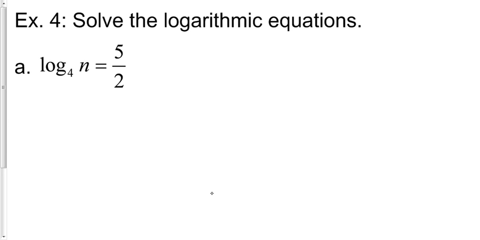Okay, so let's move on to the last part here, which is solving logarithmic equations. This time we're not missing the power, we're not missing the number on the right side here, but we're missing what we're taking the log of. So it's the log base 4 of n equals 5 halves, and we need to figure out what n is. So 4 is your base, 5 halves is your power, and it should equal n. So if we convert this into exponential form, we can figure out what n is. 4 to the 5 halves power equals n.